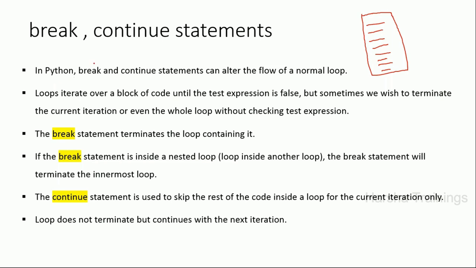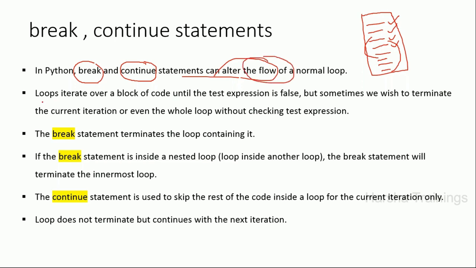Python has two statements: one is break and another one is continue. These statements are there in all programming languages. These statements are used for altering the flow of control. Normally, the first statement will be executed, then the second, third, and fourth statement. Sometimes there may be a condition where after the third statement I have to execute the seventh statement, and after the seventh statement I should execute the ninth statement. That means we may want to alter the flow of control of the loop.